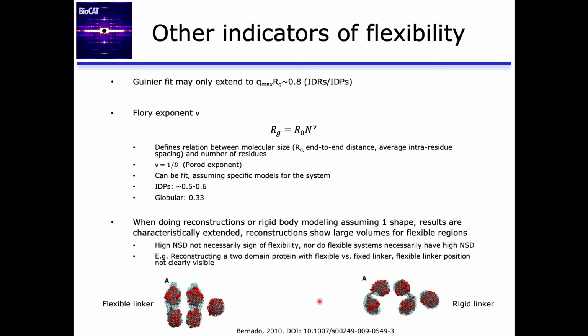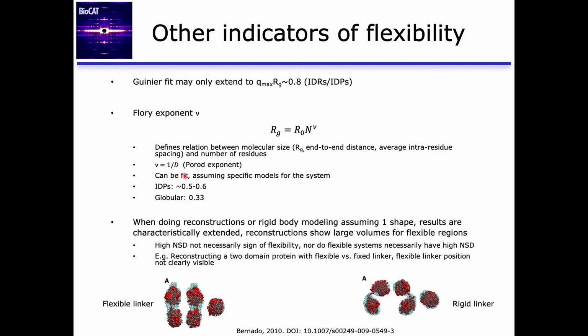There are a few other indicators of flexibility that I just want to mention. First off, the Guinier fit may only extend to Qmax times Rg of about 0.8. This is particularly for intrinsically disordered proteins. If you're calculating the Flory exponent, which defines the relation between molecular size and the number of residues, and is 1 over the Porod exponent, you're going to get, usually for IDPs, somewhere in the range of 0.5, 0.6, globular systems 0.3, or something else.